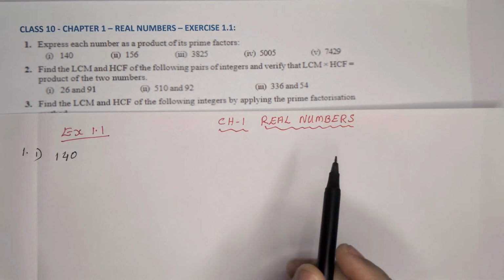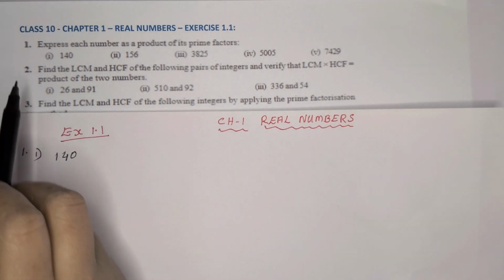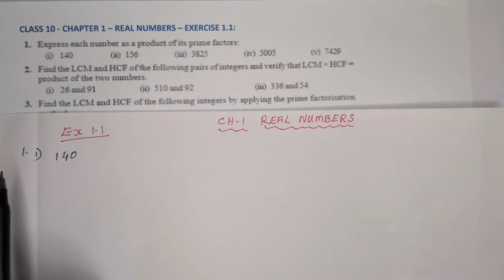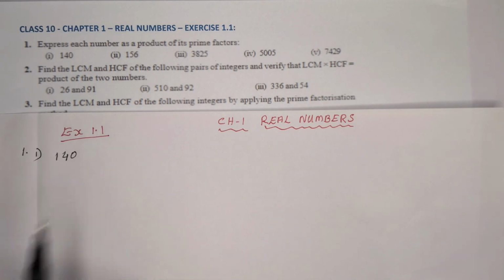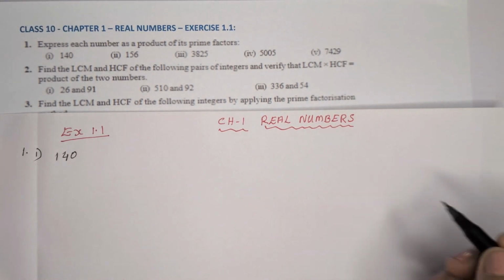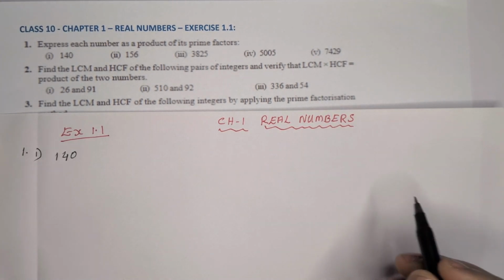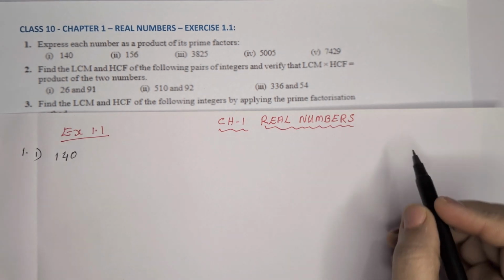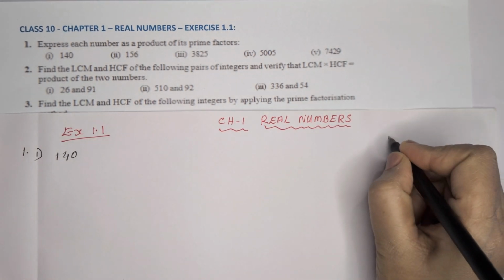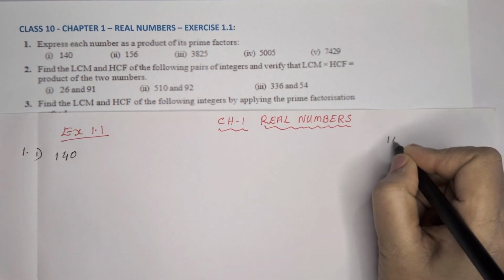Chapter 1, Real Numbers. First exercise. Express each number as a product of its prime factors. Prime factors we can find by different methods. One is the factor tree method. If we are doing that one, in the factor tree the first number is 140.